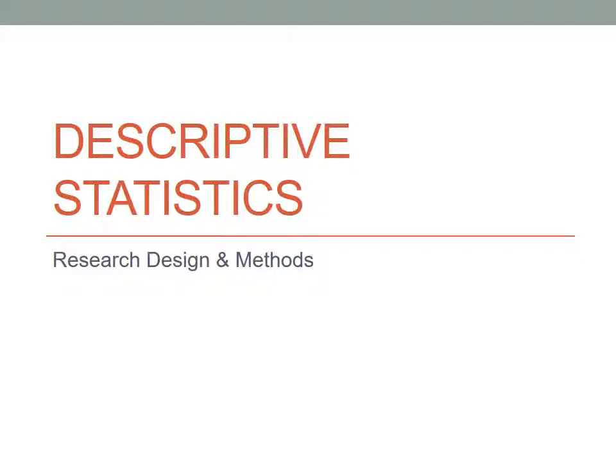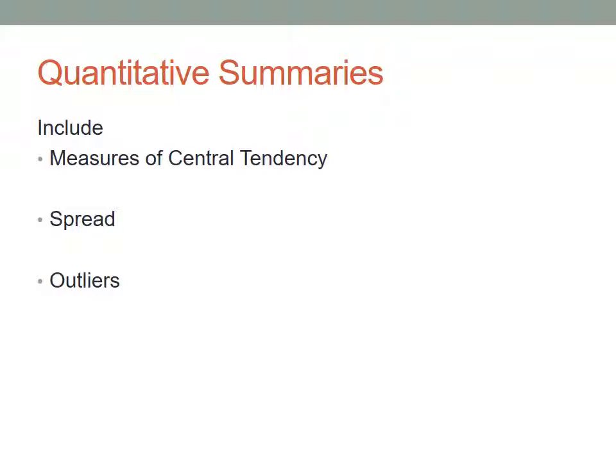In this video, we're going to learn about descriptive statistics. What can we calculate in order to numerically describe our data? We already looked at graphs and tables to give a visual of our data, but we can get more specificity with numerical summaries. So we're really going to be focusing on quantitative summaries, which include measures of center or central tendency, the spread, and we're also going to look at outliers.